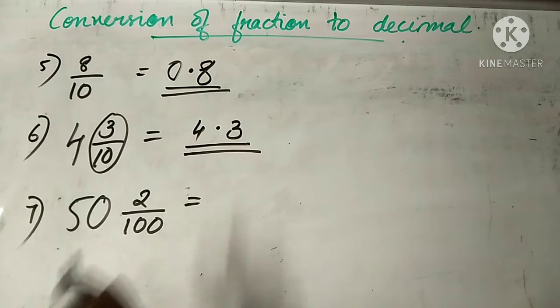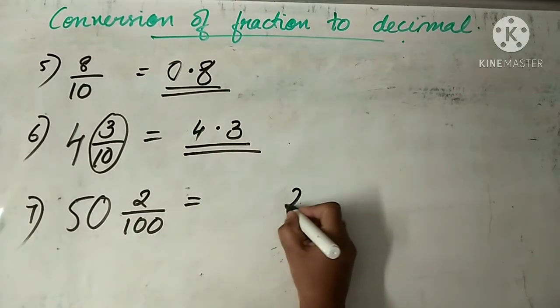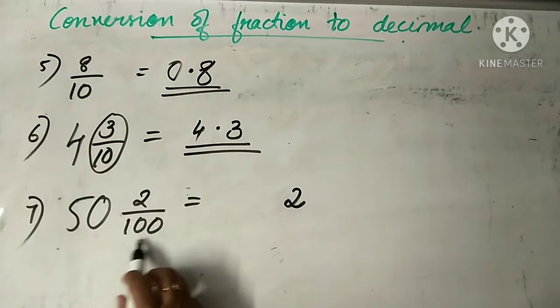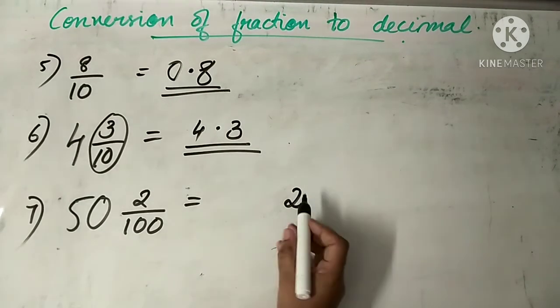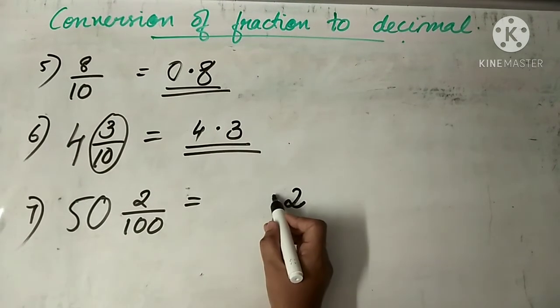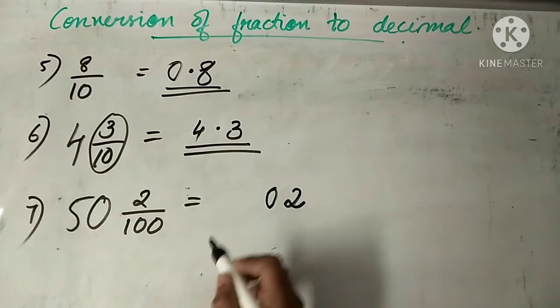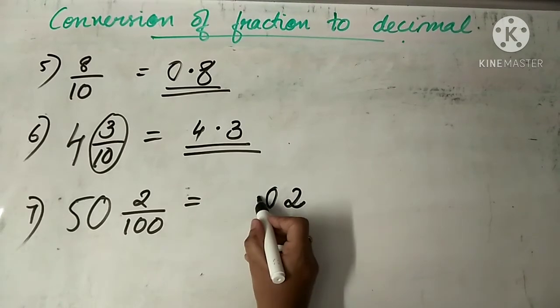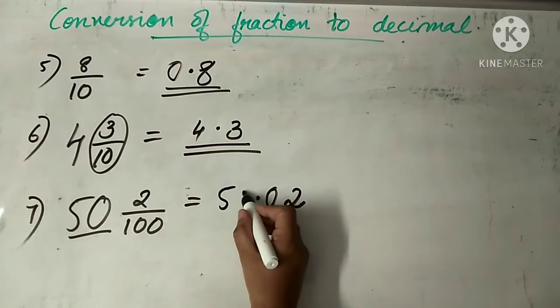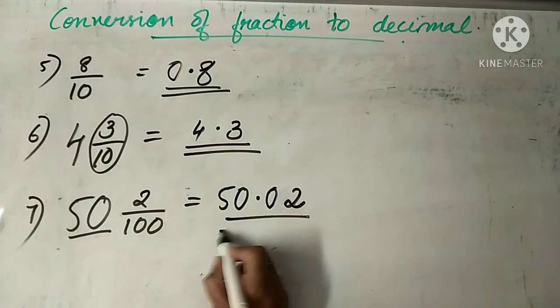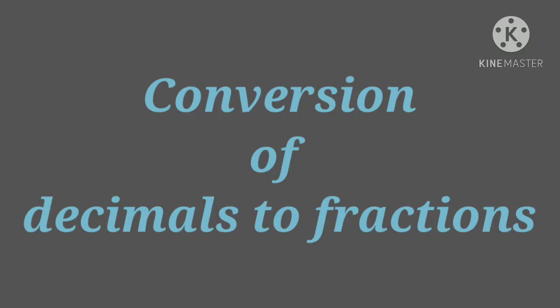Seventh question, 52 by 100. First we write the decimal fraction, the numerator first, 2. Then count the number of 0: 1, 2. So after 2 numbers, we have to put the decimal point. Here there is no number, so we put a 0 instead. 1, 2. Then put the decimal point. Here this is a whole number part, so write it as the whole number itself. 50.02.